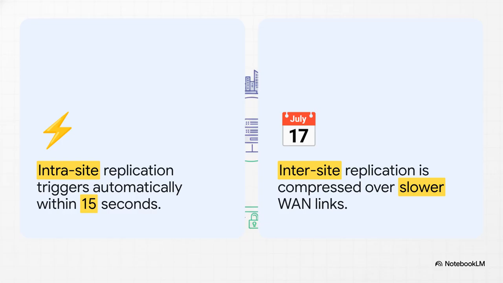Well, think of site links as the scheduled freight trains running between those cities. This inter-site replication is compressed and it's scheduled over those slower WAN links. Which brings us to your first exam practice question. Does intra-site replication use compression? The answer is A, no, because it assumes you're on a high-speed LAN.